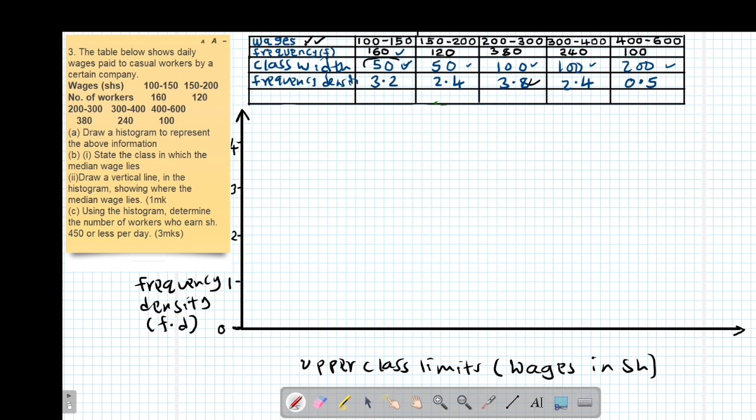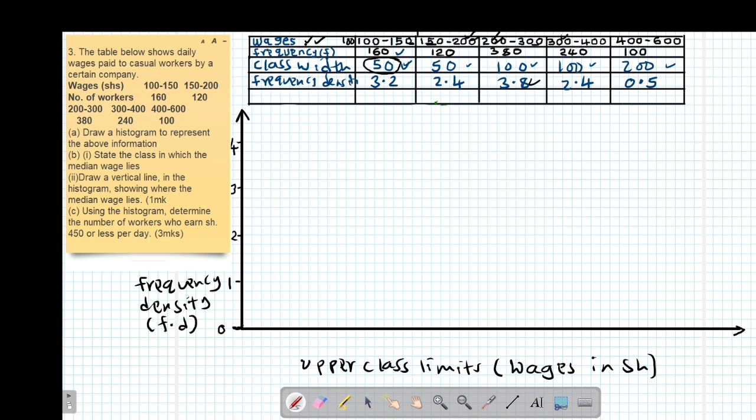Then for the upper class limits or the wages in shillings, we usually plot them based on the smallest class width given. If you check the class widths, they are 50, 50, 100, 100, and 200, so the smallest class width is 50, and that is what we are going to use to plot. If we check our classes, the first class runs from 100 to 150. So the class that will come before this, its upper class limit will actually be 100. Just like 150, which is the upper class limit of this class, becomes the lower class limit of the next class, and the upper class limit of 200 becomes the lower class limit of the next class. Similarly, upper class limit of 300 becomes the lower class limit of the next class. So if 100 is the lower class limit of the class running from 100 to 150, the class that will come before that has an upper class limit of 100.